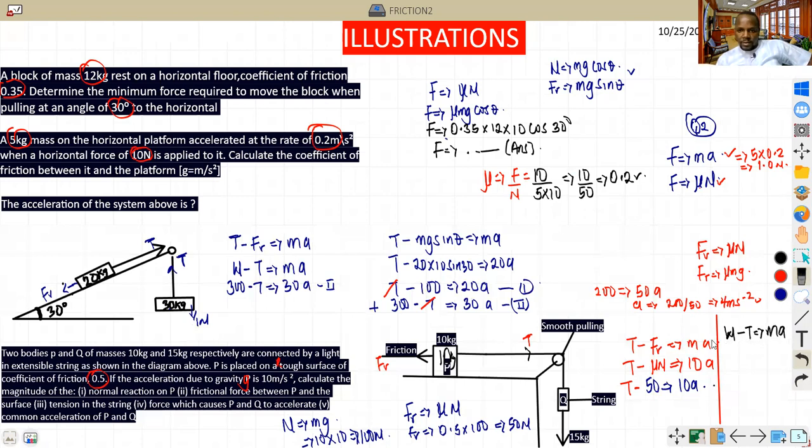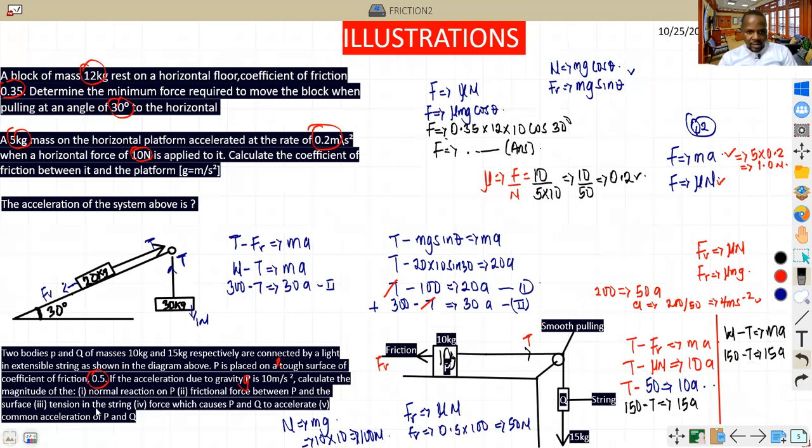If we do that, you can see weight W is mg. What is the mass here? 15. What is g? 10. 15 times 10, 150, minus T is equal to the mass, 15, times A. That is 15A. So that's the second equation, just like what we did now: 150 minus T is equal to 15A. You can see from these two equations, you can solve for both tension and acceleration.